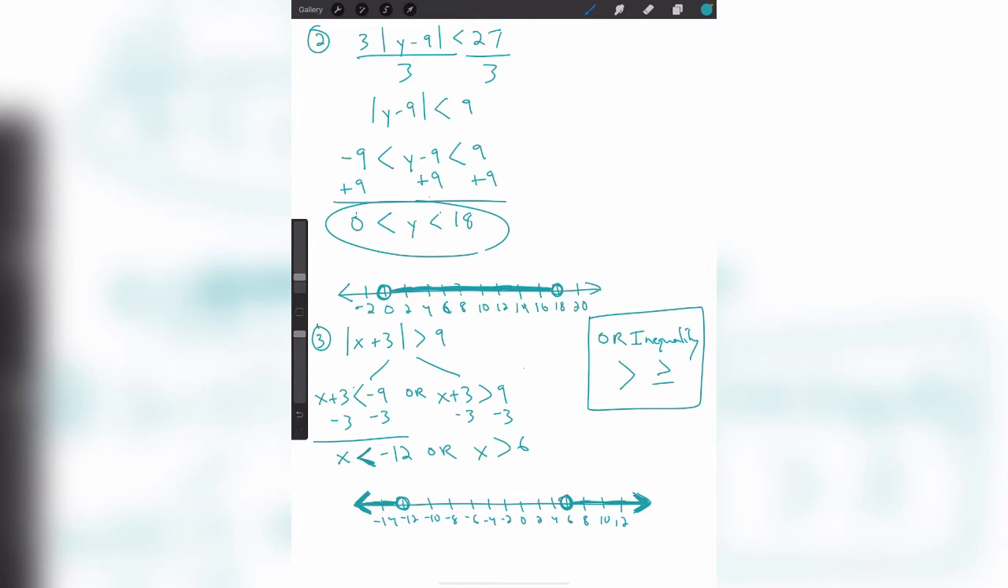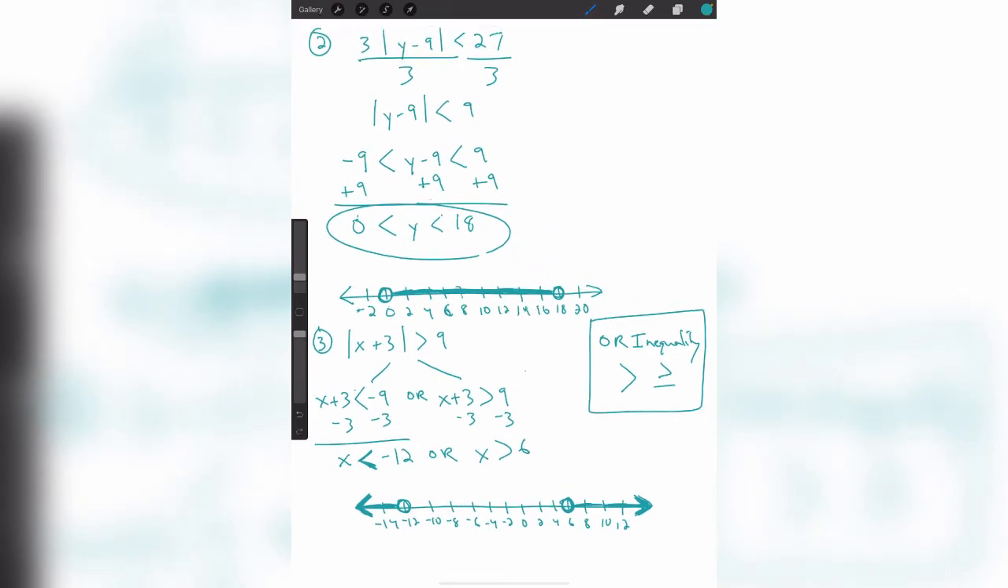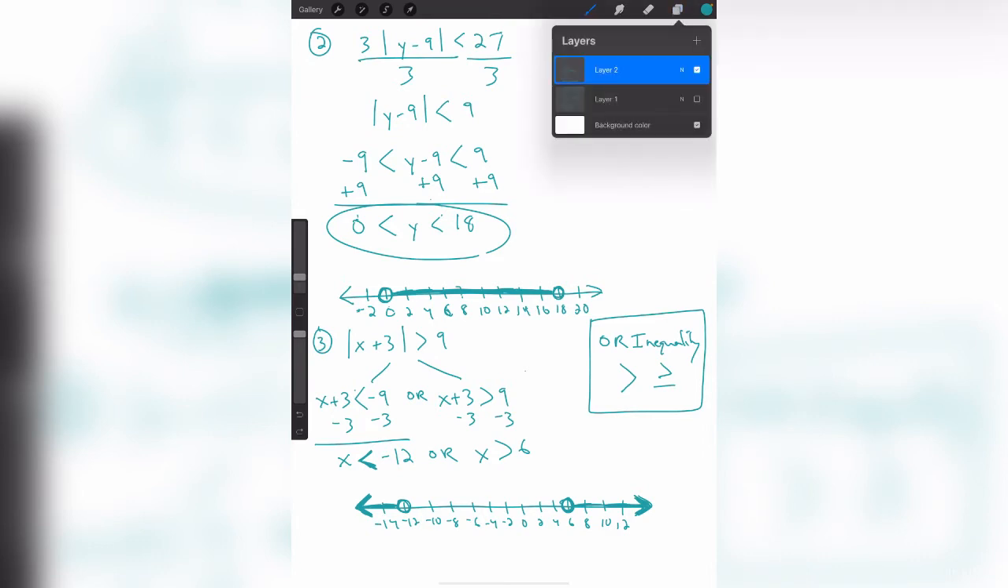Even up here in the very top example, on number 2, you could go through and substitute in any values between 0 and 18. You can use this number line that we graphed on in order to try any of those values. Okay? So we're going to go ahead and move on to number 4 and do one more OR inequality. All right. So number 4.